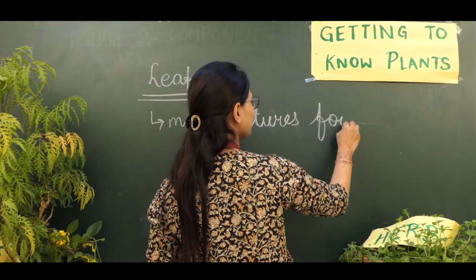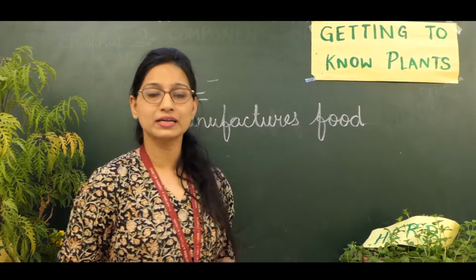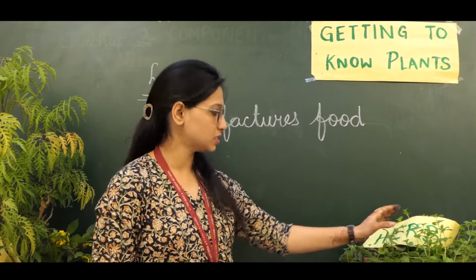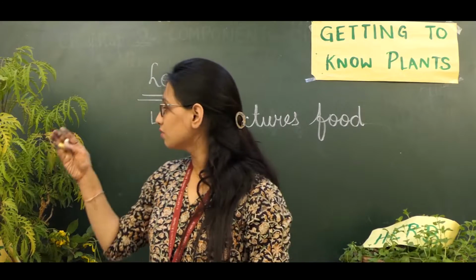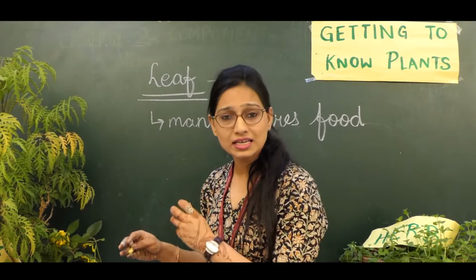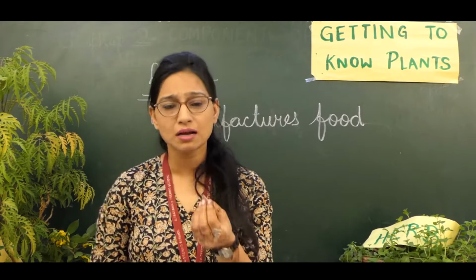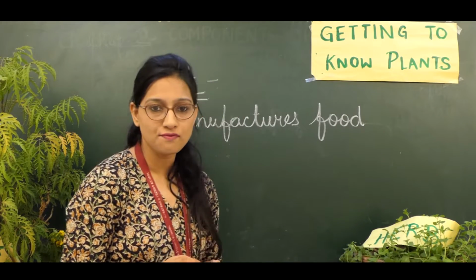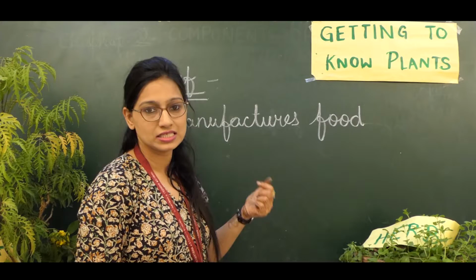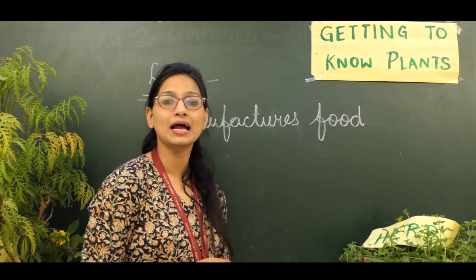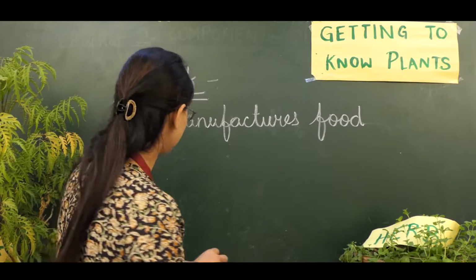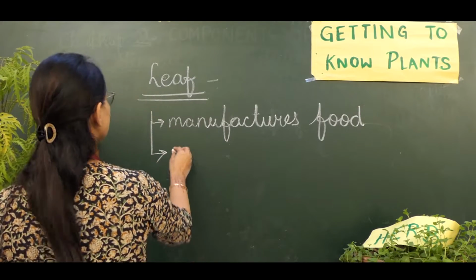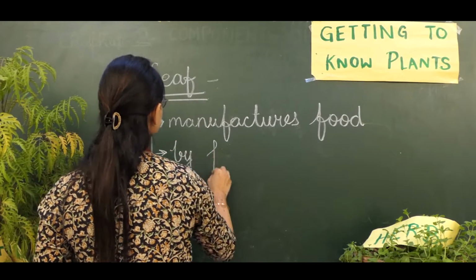And how do they do it? They do it with the help of chlorophyll. Chlorophyll is the green substance which makes all these leaves green colored, right? The green colored pigment inside these leaves is called chlorophyll, with the help of which and by using the sunlight, the leaves do photosynthesis and prepare food, right? So they manufacture food. How do they manufacture? By photosynthesis.